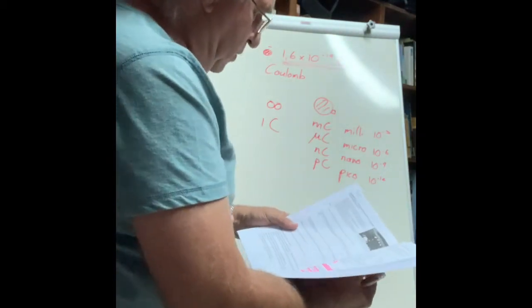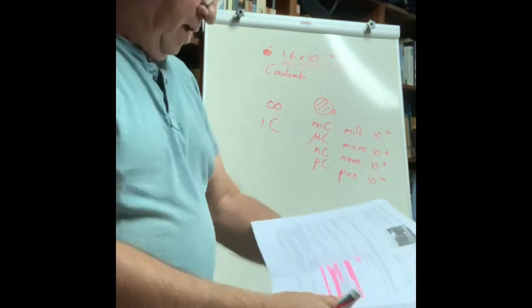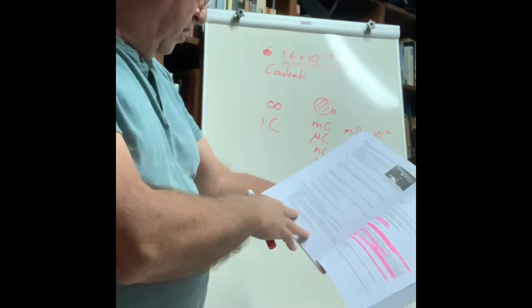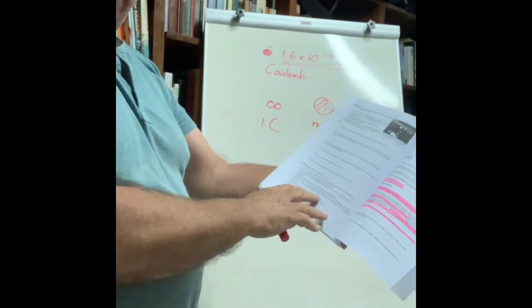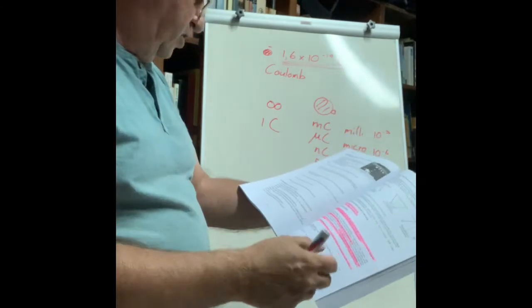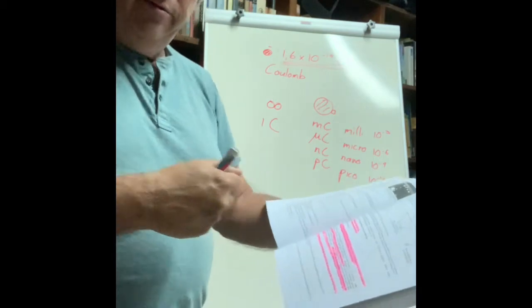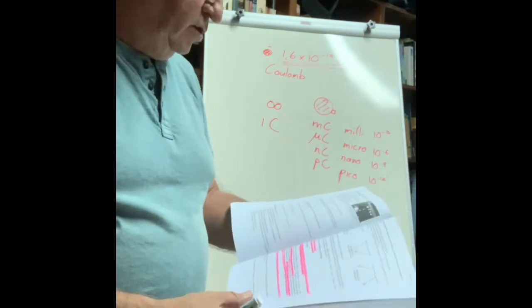Bladsy 192, die volgende by my boek, aktiwiteit 15.1. There's a long activity which you're not going to do. You can read through the conclusions here at the bottom. Elektriese kragte is swakker as hy verder beweeg, sterker as hy nader beweeg, swakker as hy verder beweeg en so aan.